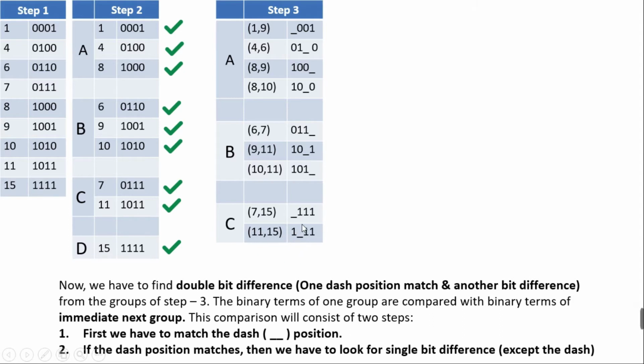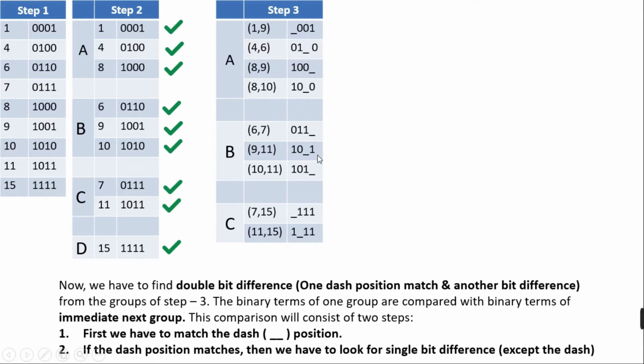Okay, so to compare that, we have to follow two conditions. First, we have to match the dash positions. That means when we are comparing the first pair over here, 1 9, we're going to compare this binary number with the binary numbers existing in group B.